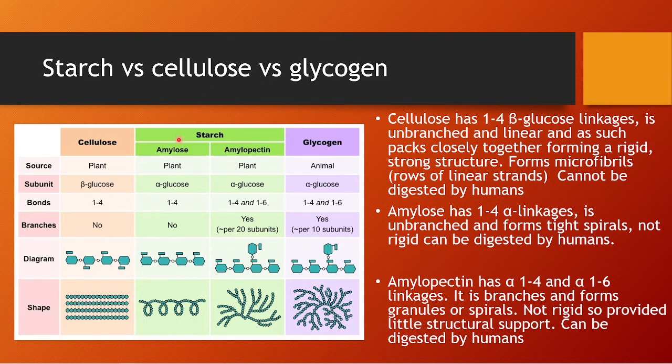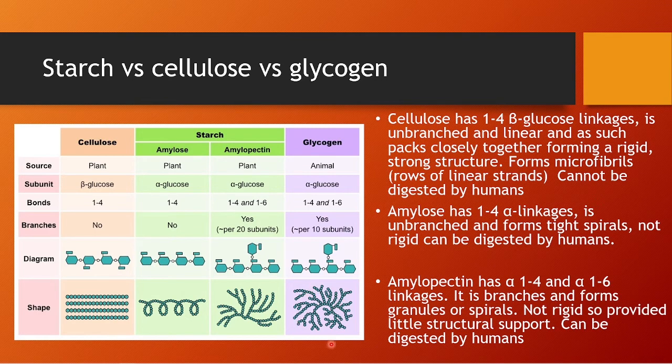Starch can be in two forms, amylose and amylopectin. Both of them can be found in plants. Both are made of alpha glucoses, but amylose is a single chain. It has no branching off of it, but it forms a helix shape, and it has 1 to 4 alpha linkages. Amylopectin has linkages on the 1 to 4 carbons and the 1 to 6 carbons. The 1 to 6 carbons are what form the branches. So any molecule that has branches is going to have 1 to 4 alpha linkages as well, because the 1 to 4 linkages form the straight chain, and the 1 to 6 linkages give you branches coming off of it.